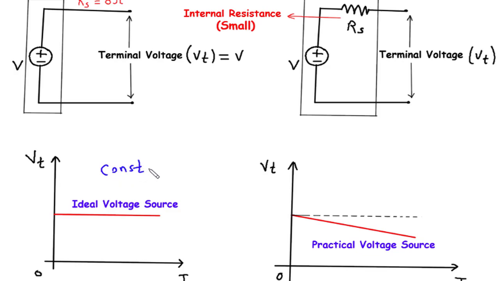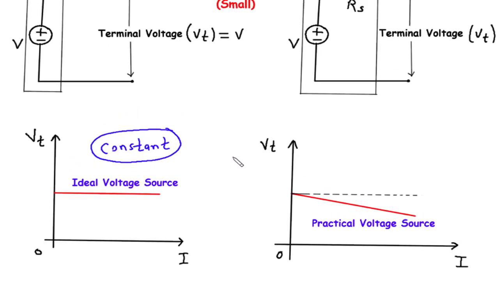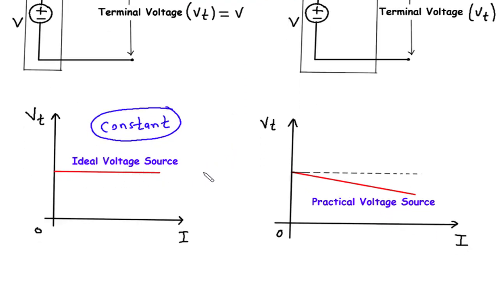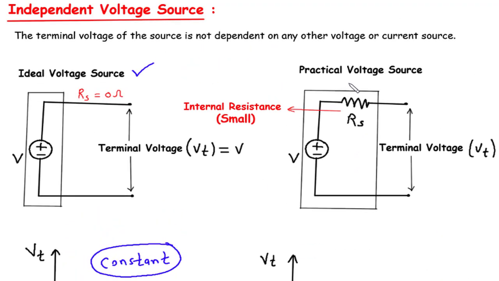This means that no matter how much current is drawn from the ideal voltage source, the voltage across its terminals remains exactly the same. Visually, the characteristics graph of an ideal voltage source appears as a perfectly vertical line. This line indicates that the terminal voltage, Vt, is constant and unaffected by the current, I. It implies that the ideal voltage source can provide an infinite amount of current while maintaining a steady voltage across its terminals. Practical voltage source.